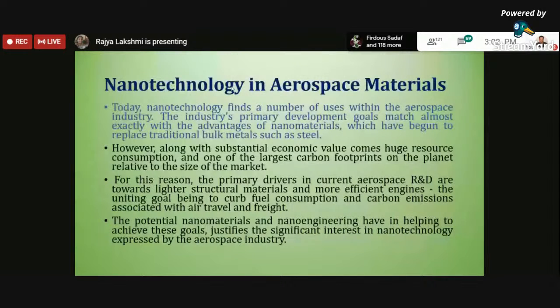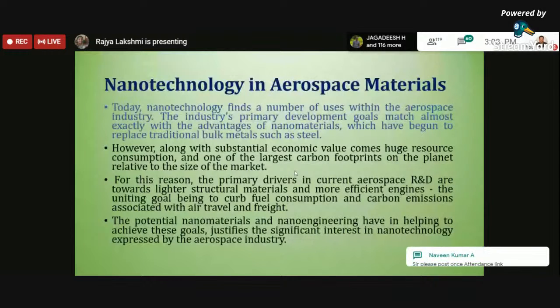For example, if you observe the properties, especially related to aerospace materials, it is one of the biggest sectors. It is not only strength-to-weight ratio or mechanical properties. Even nanotechnology, people are trying to adopt for reducing the environmental impact of aircraft. Environmental impact means especially carbon footprint, the pollution because of aircraft.